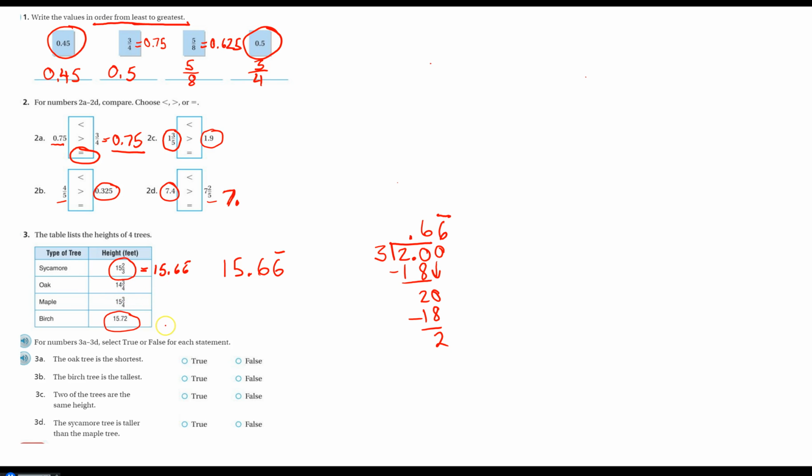Okay. And then once you've figured out all these mixed numbers as decimals, then you just go through and answer the question. So the oak tree is the shortest. Well, we have 15, 15, 14, 15. We don't even have to worry about the decimal or fraction part for this question, because the oak is the only one that has 14. These are all 15, so yeah, the oak is definitely the shortest, so you would say that's true.